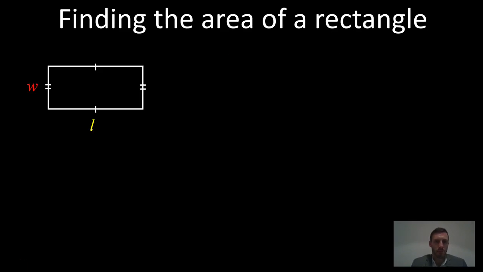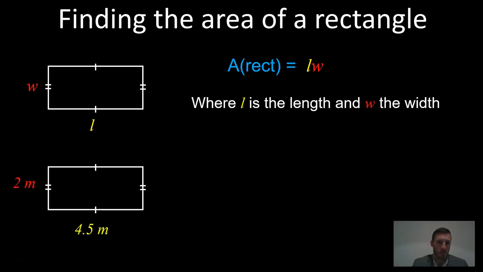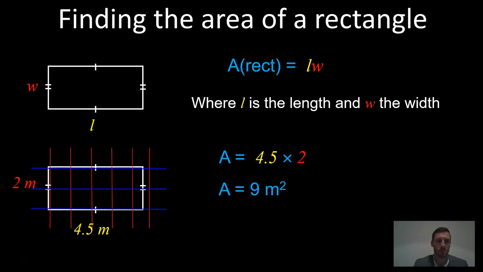Let's look at the area of a rectangle. Now we've already touched on this. So we have a rectangle here of length by width. We say the area of the rectangle is the length times the width. Let's look at an example. With this rectangle, we have length 4.5 meters, width 2 meters. So we rewrite the formula with our values, and we calculate the area to be 9 meters squared. Again, we could overlay a grid on top of this rectangle to count up the number of meters squared. But the quick way to do it is to use the formula and do 4.5 times 2 to equal 9 meters squared.